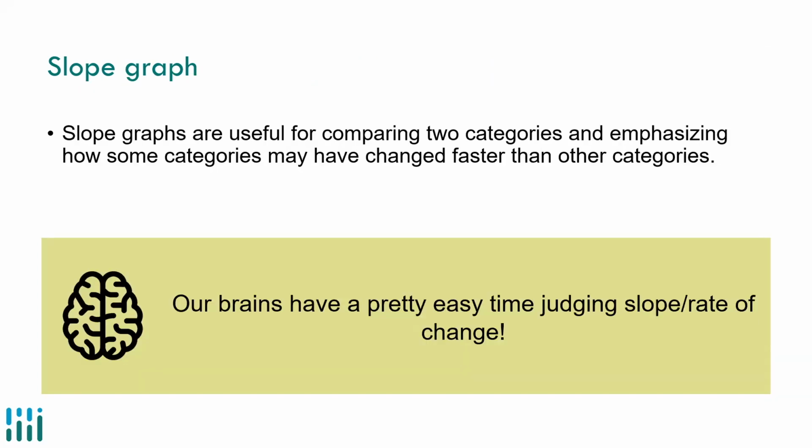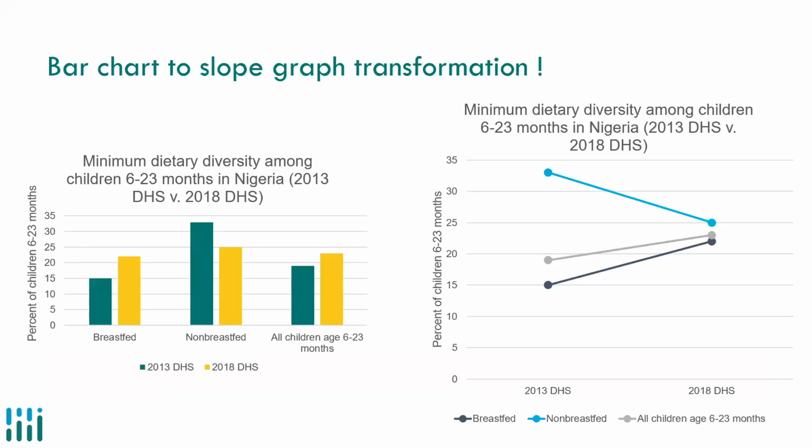Another version of comparing two different numbers is a slope graph. Data visualization research suggests this is an appropriate way of visualizing data because our brains are pretty good at judging slope and rate of change. If you show someone a graph, they will immediately say this is improving, or not improving, or staying the same. Our brains are attuned to think about things increasing and decreasing. So this is an example of how a bar graph could be changed into a slope graph.